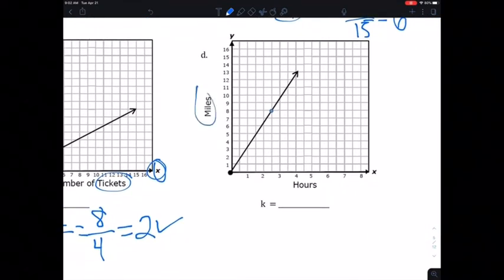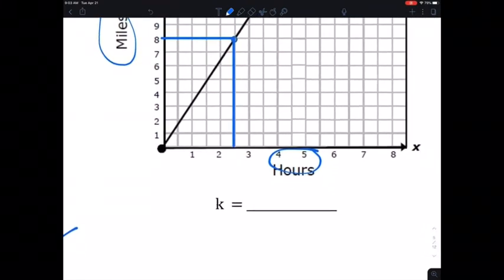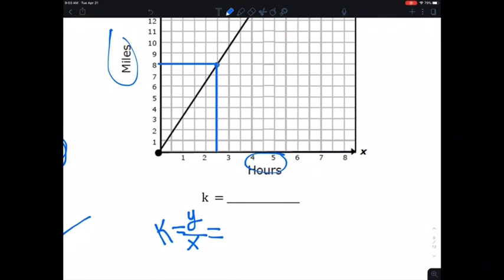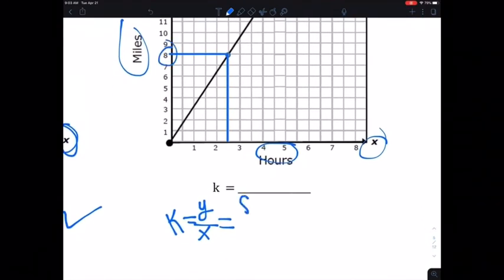So same thing here, we're looking for miles per hour. They're giving us this point right here. So let's make our little lines to help us identify the x and the y. All we're doing is connecting the dots, right? Drawing straight lines. Straight lines. There you go. What's my formula again? We're going to rewrite it again. K equals y over x. Good. What's my y value? This is my x. This is my y. My y value is currently 8 over my x value.